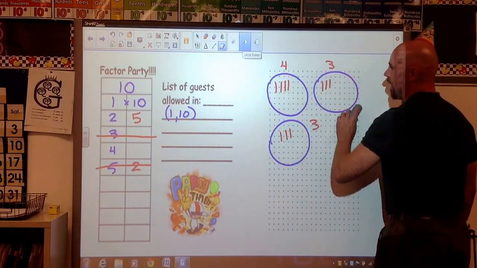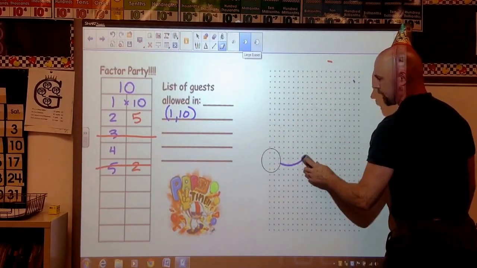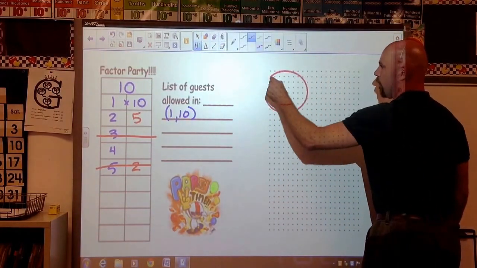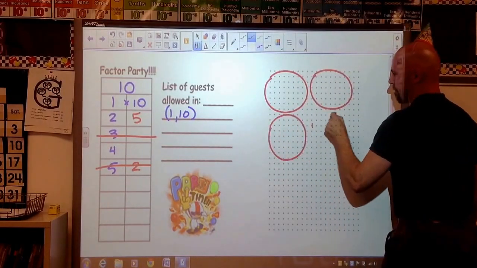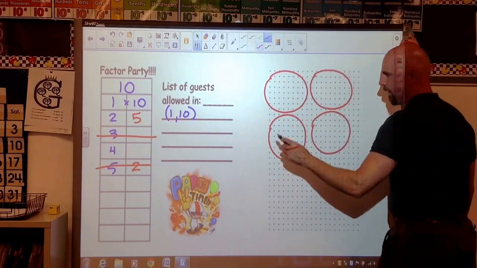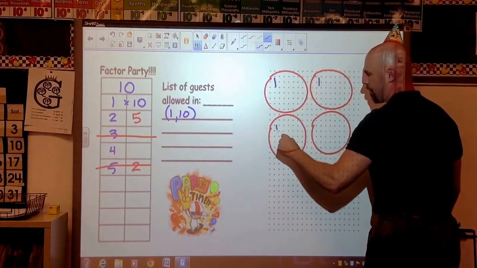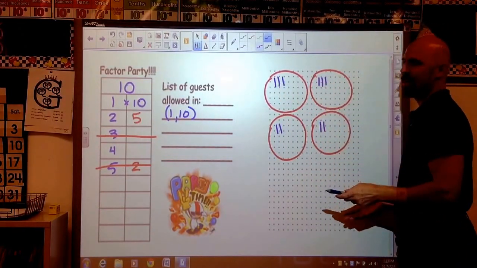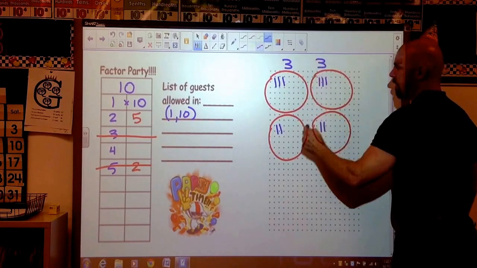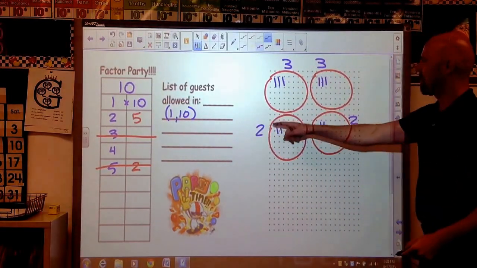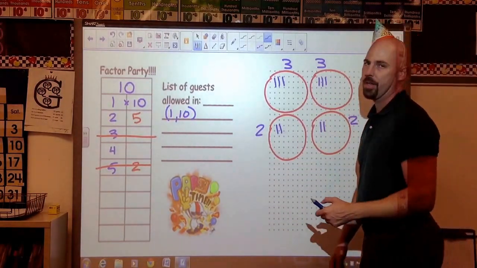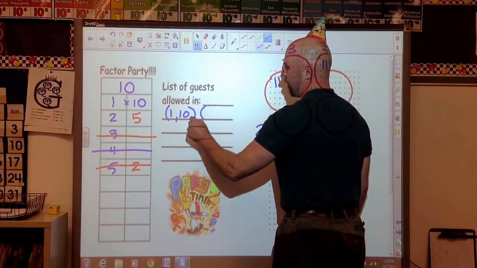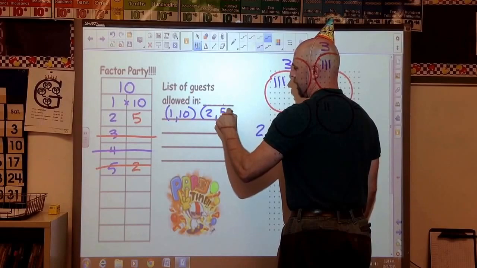I got one last one to try out here. And that is 4. So let me make 4 bubbles. 1, 2, 3, 4. 10. There's my 10 tally marks. There's 3 in here, 3 in here, 2 in here, 2 in here. That's not the same number each time. I'm sorry, 4, you're not going either. The only people going to the 10 factor party are going to be 1 and 10, and 2 and 5.